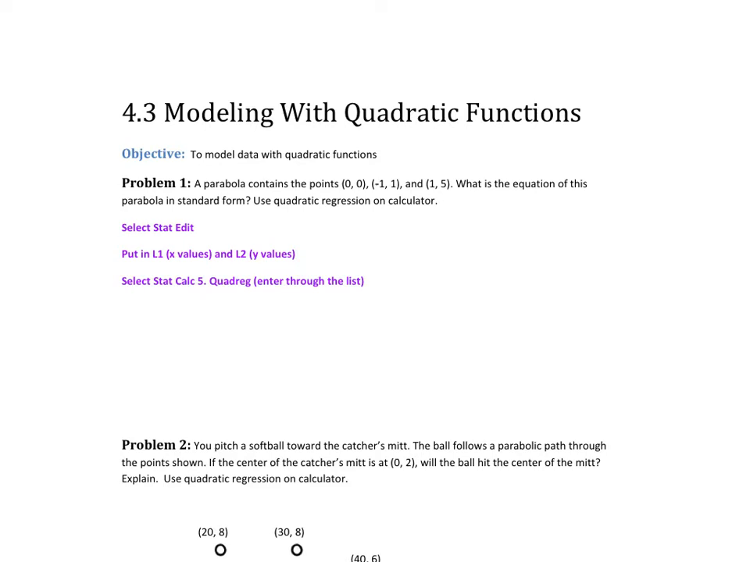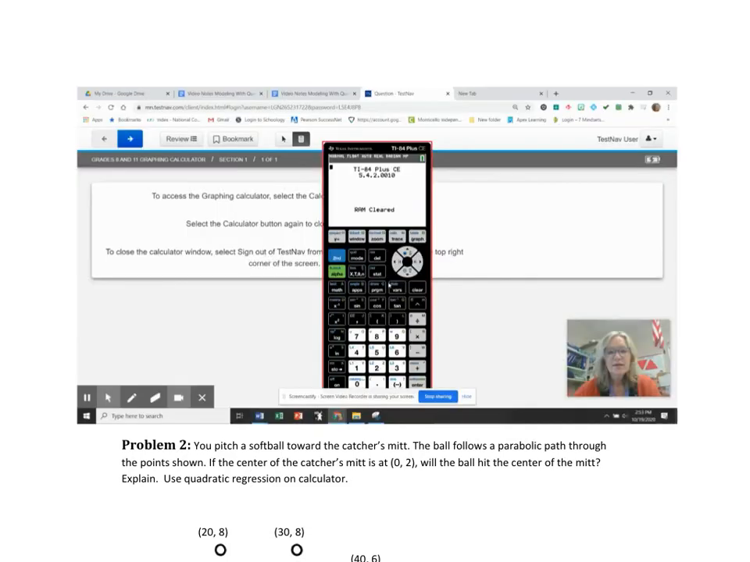So the steps, again, we want to select stat, edit, put L1. In L1, we're going to use our x values. L2 will be our y values. Then you go back and select stat, and this time we're going to do calc 5, quadratic regression. So my ordered pairs here are 0, 0, negative 1, 1, and 1, 5. So this will be my L1, and this will be my L2.